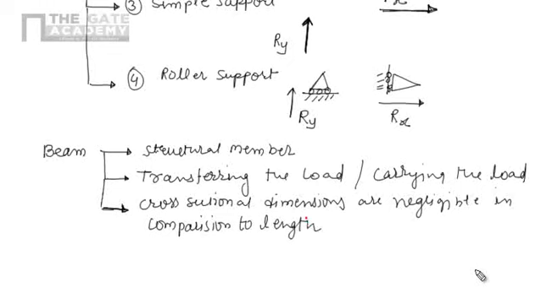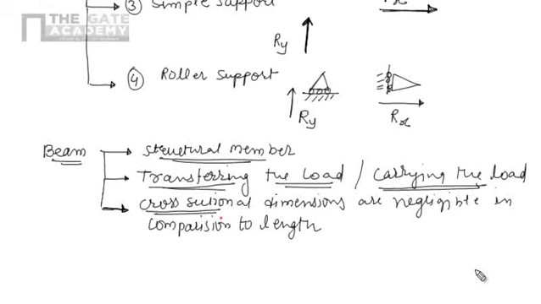So again we can define the beam. Beam is nothing but a structural member which is used in forming the structure. With the help of beam we can transfer the load, or we can say that with the help of beam it can carry the load. The geometrical feature of the beam is that the cross-sectional dimensions of the beam are negligible in comparison to the length. Means the length of the beam is more in comparison to other dimensions.